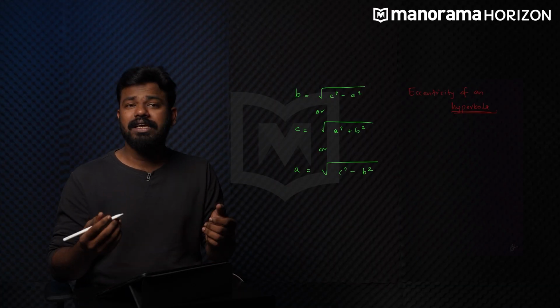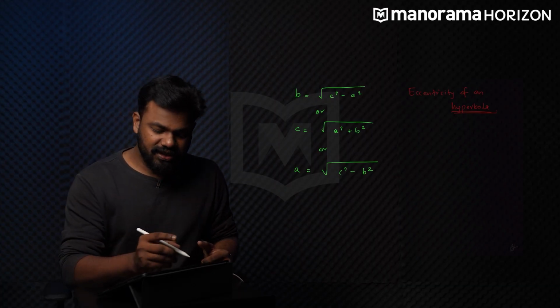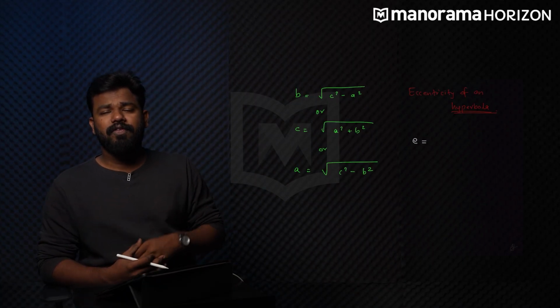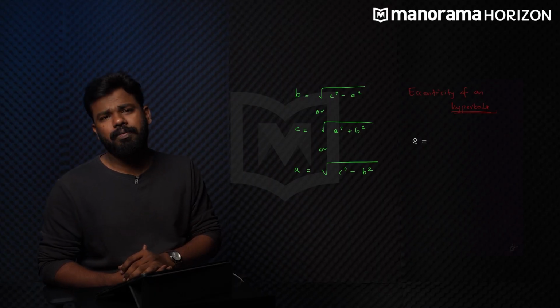And you know what eccentricity is. Eccentricity, or E, is defined as the ratio between the focal distance and the distance from one of the vertices.